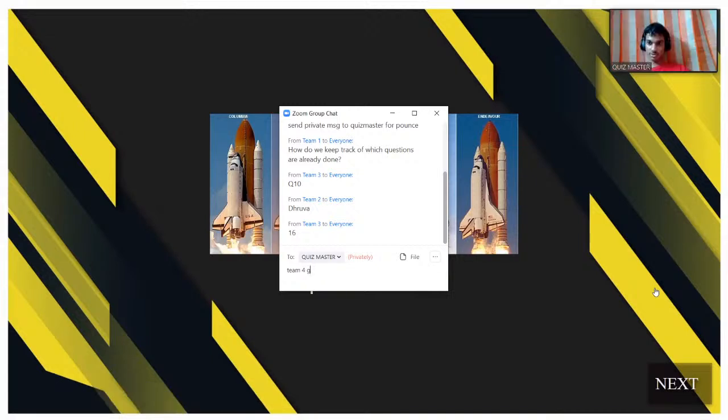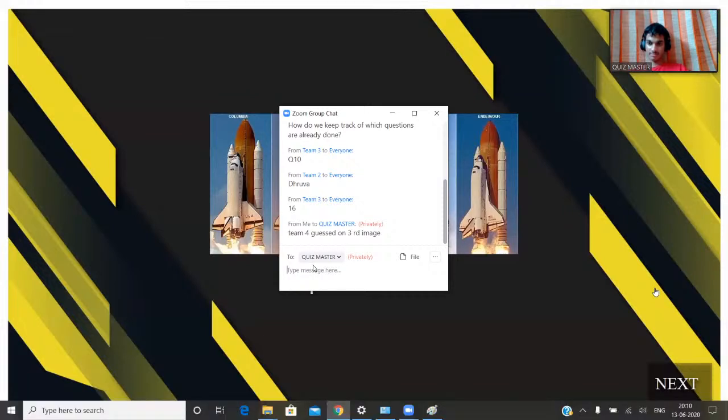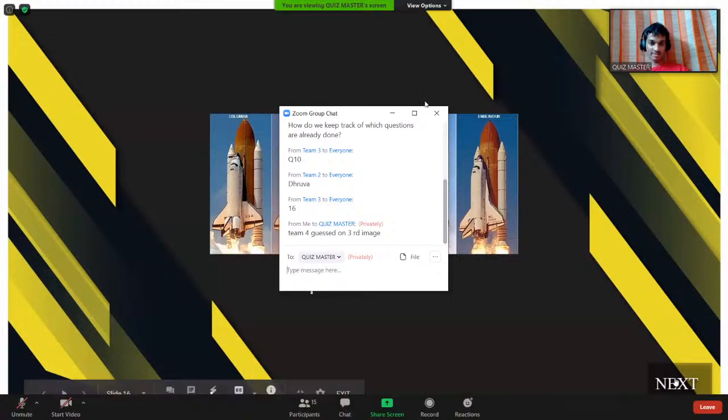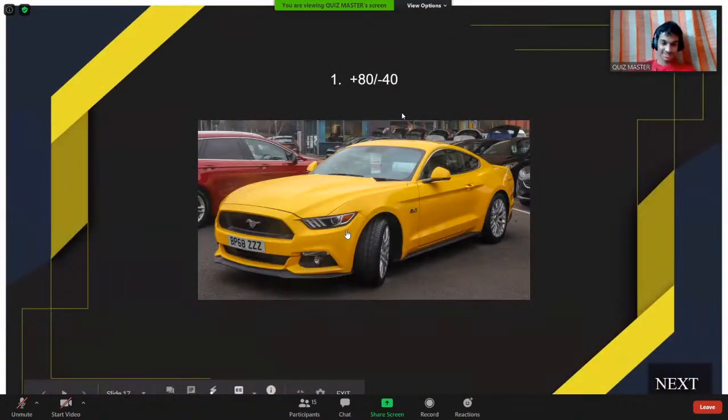Yeah, Team 2, we got your score. Team 2 answered at 20. We've scored all your points, right, guys? Scorers? All teams got points. Cool. Next up is the first image of the second question.